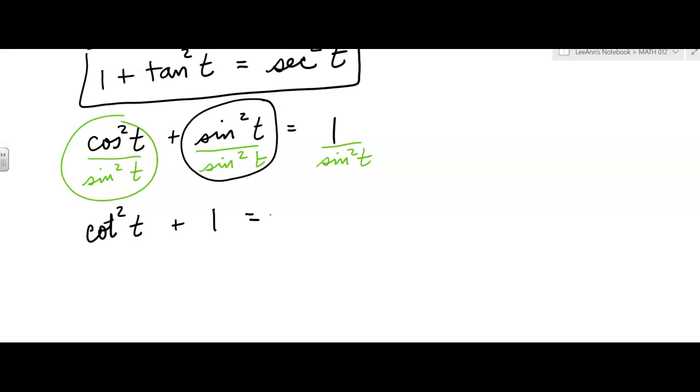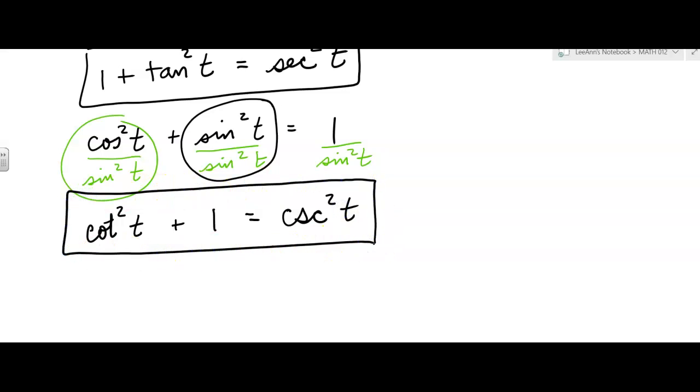And then what's 1 over sine? It's cosecant. So this is going to be cosecant squared t. And that's the other form of the Pythagorean identity. Also a good one. Okay, so 2 more forms of the Pythagorean identity.